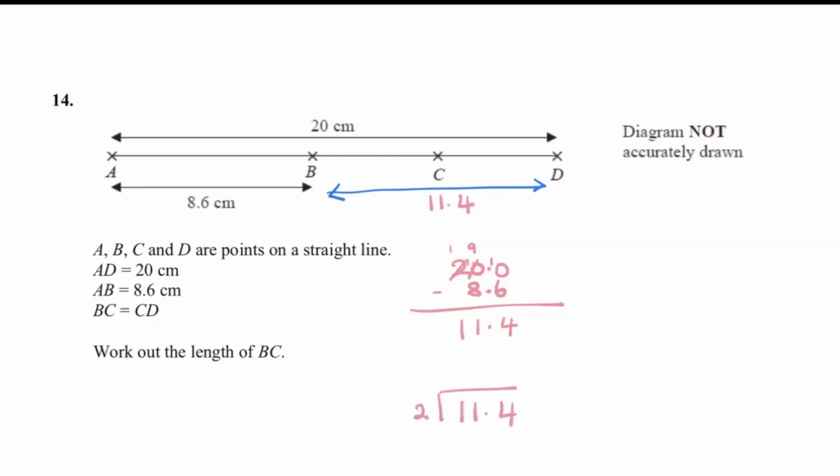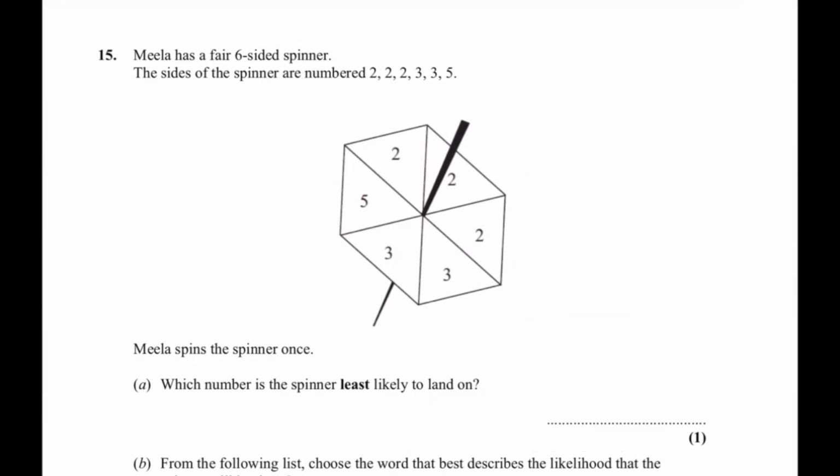2's into 1 don't go, carry the 1. 2's into 11 go 5, with 1 left over. Now, we have just hit the decimal, so it's important we put the decimal up at this point. And then 2's into 14 go 7 exactly. So our answer is 5.7 centimeters.